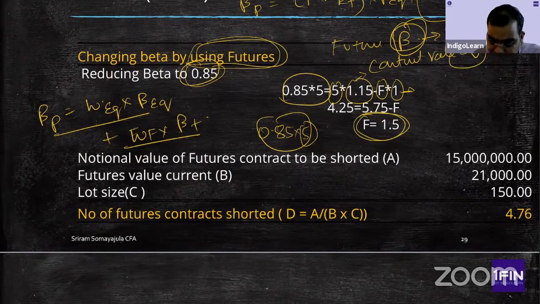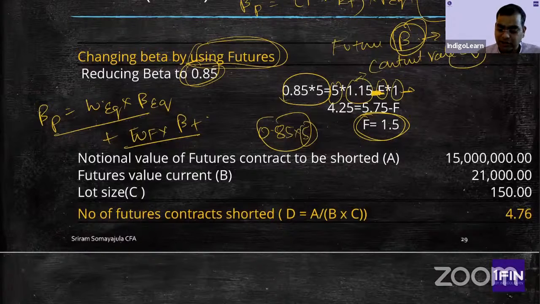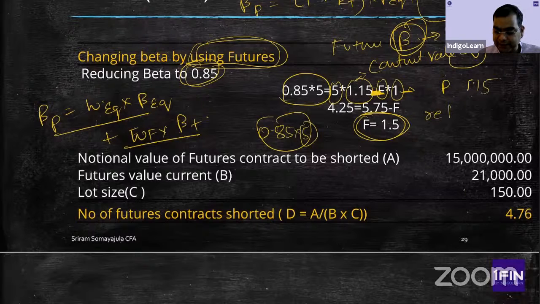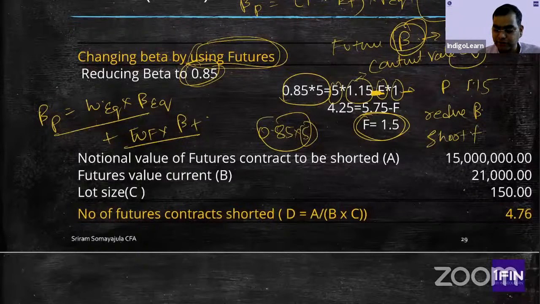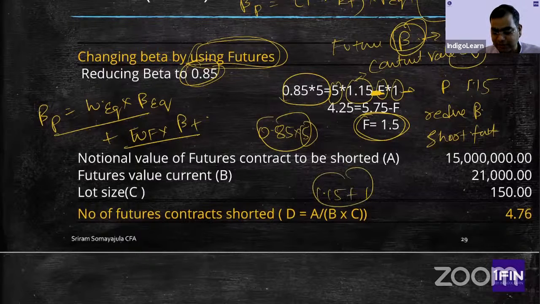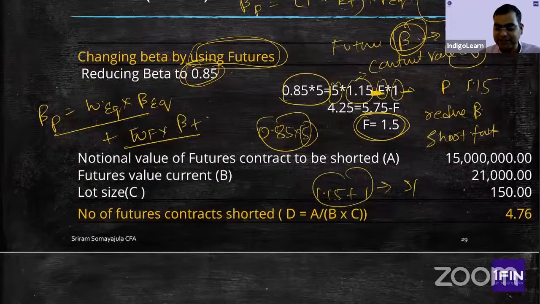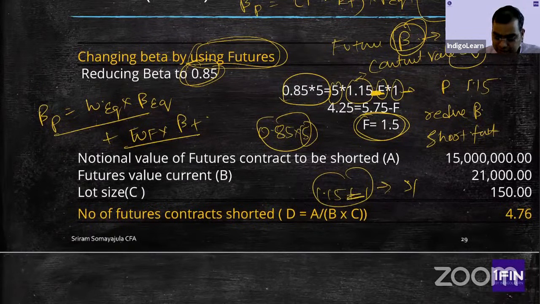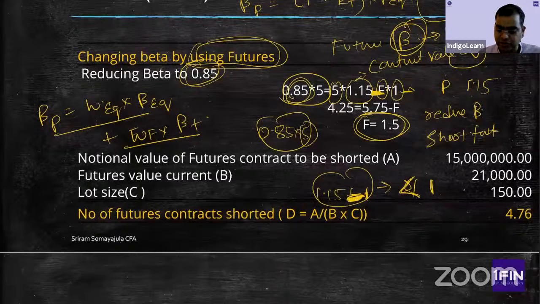Here, please note, I have used minus. Why have I used minus? Because your existing portfolio has a beta of 1.15. If you have to reduce beta, you will short futures. If you go long on futures, what will happen? 1.15 plus 1, so this number will always be greater than 1. It can never be less than 1. However, if you were to short, if you were to do something negative here, then the value will come down below 1. We want it at 0.85, so it will come down below 1.